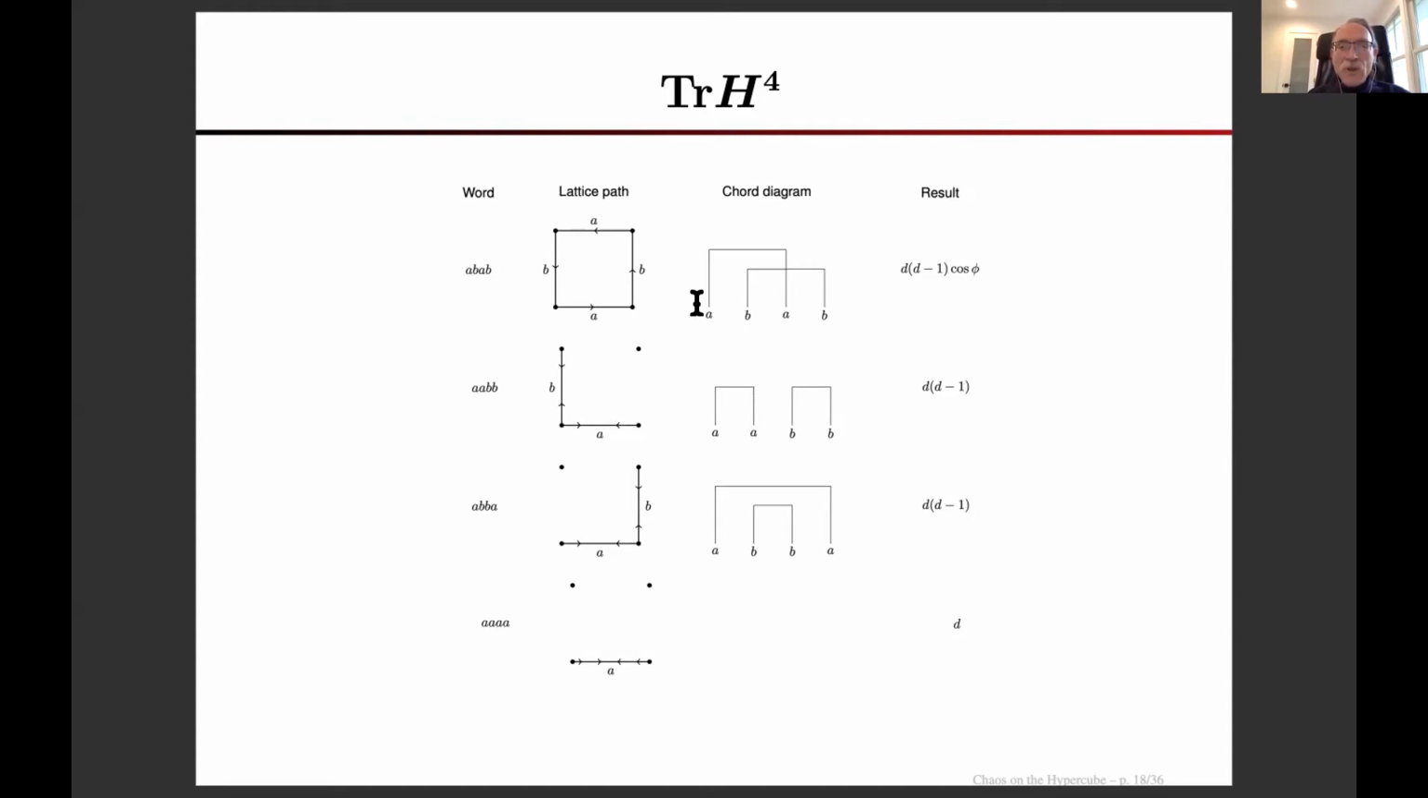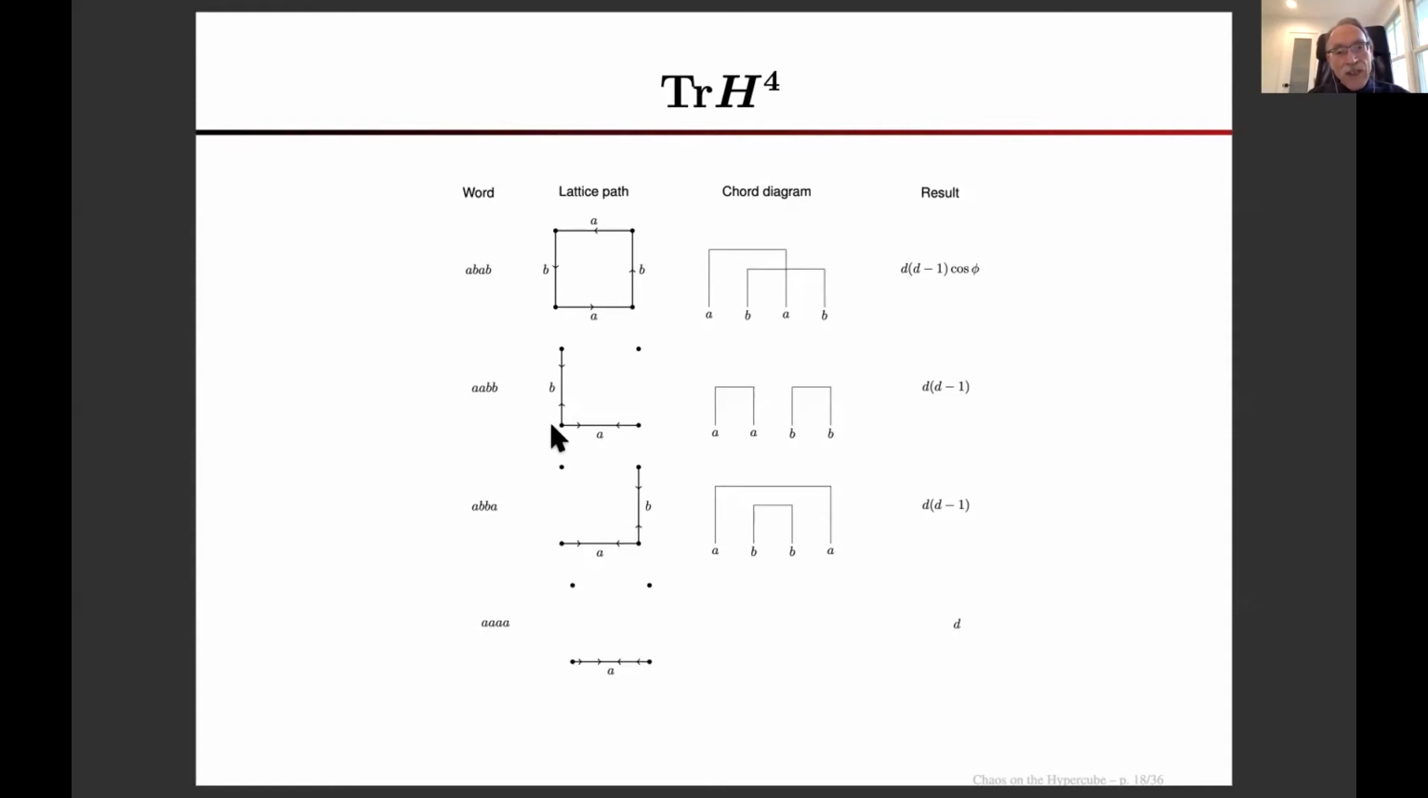When you do a Gaussian integral, a Gaussian average, you sum over all possible contractions. And this would correspond to a crossed diagram. The result of this diagram is d times d minus 1 times cosine phi, because first you can choose d dimensions, then d minus 1, and the Wilson loop gives cosine phi.